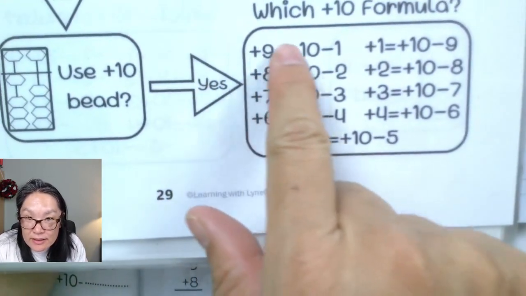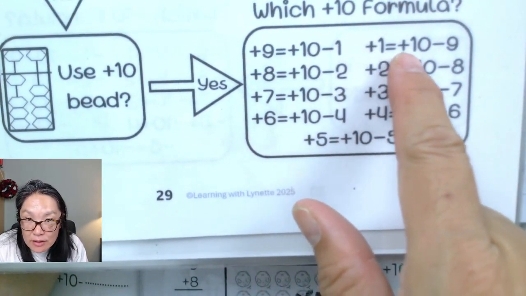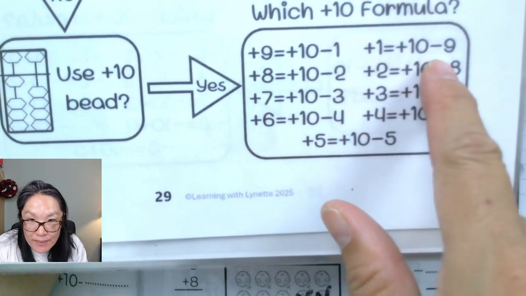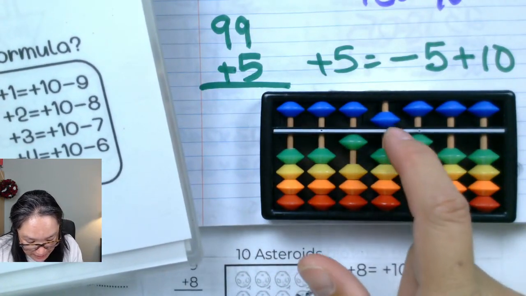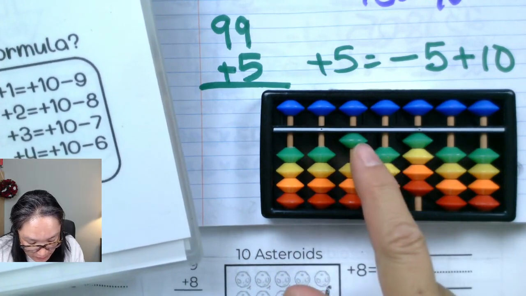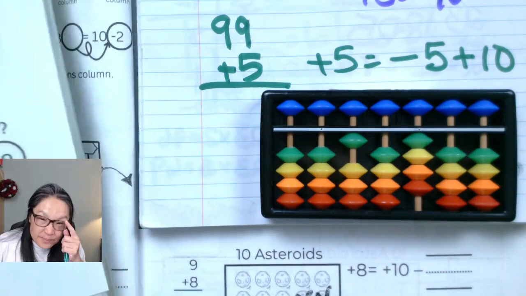The other way is plus the 1 is equal to plus the 10 minus the 9. So I'm going to plus the 10 minus the 9. So my final answer is 104.